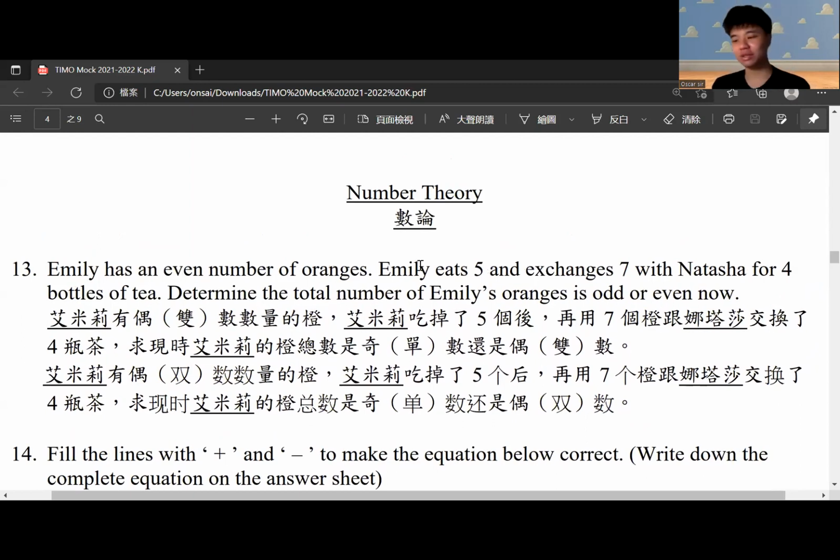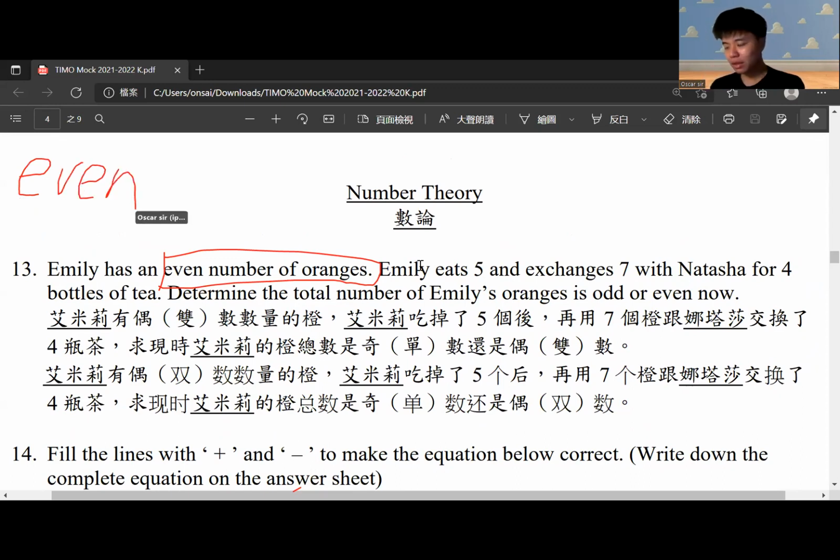Okay, so go back to this question. So Emily has an even number of oranges, even number. Maybe 2, maybe 4, maybe 6, maybe 100. 100 is also an even number, right? Okay, we can mark it down. Even number. Emily eats 5, so minus 5.